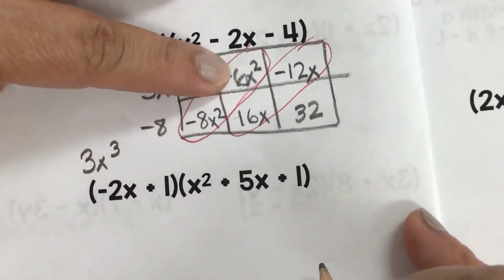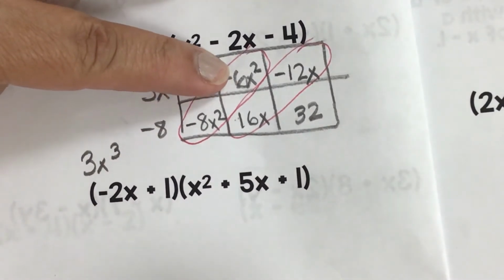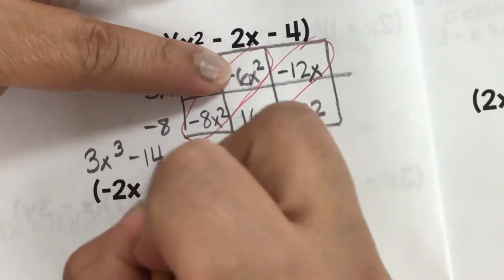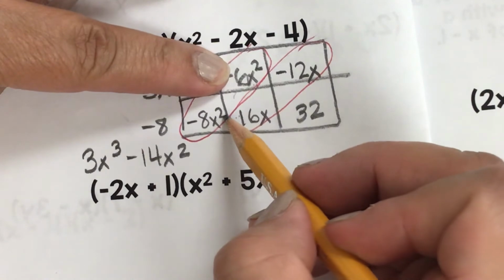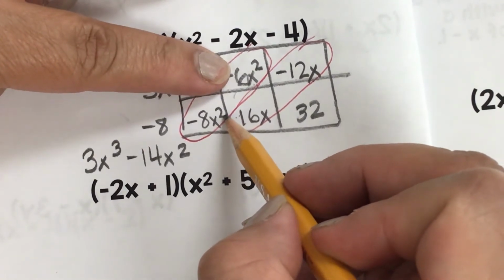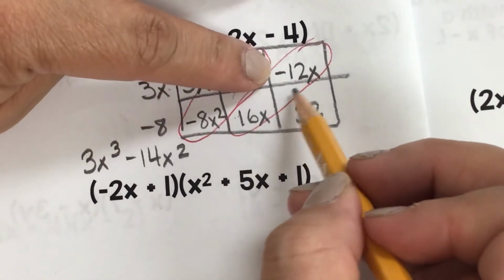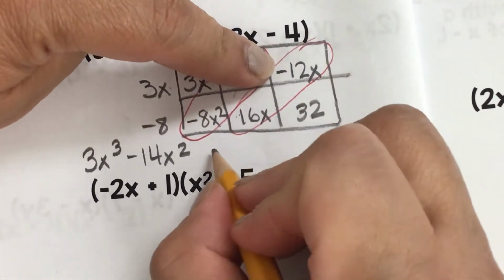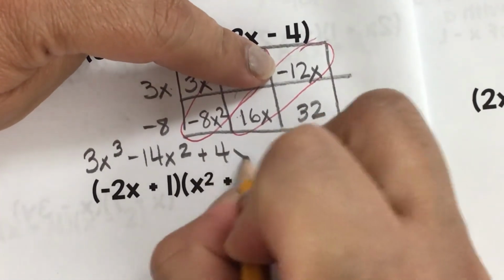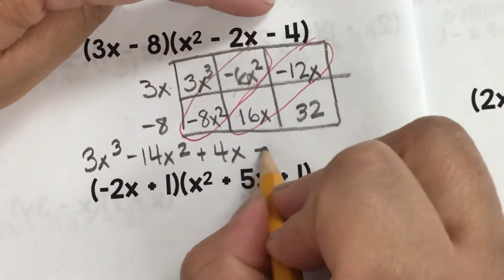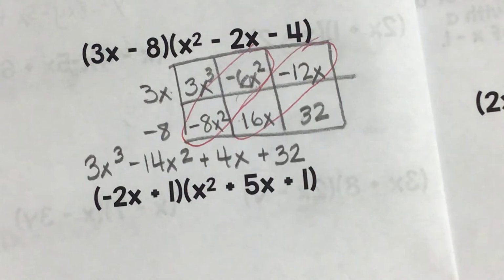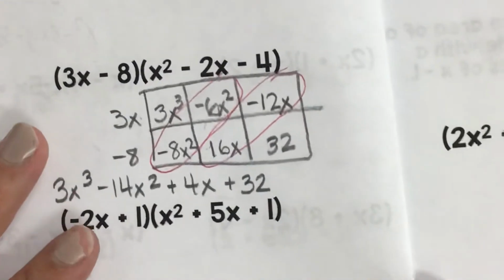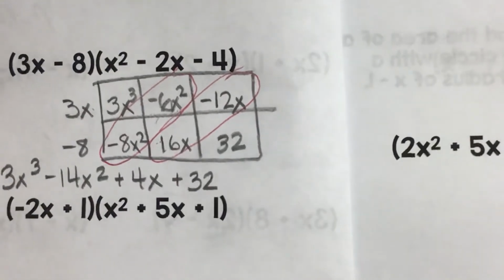Negative 8 plus a negative 6 is a negative 14x squared. So when we add them, we don't increase the exponents. It's only when we're multiplying them. And then 16 plus a negative 12 is a positive 4x. And then that 32 that has nothing in common. Please feel free to pause the video, rewind it, see it over again in case you missed something, and let me know if you have any questions.